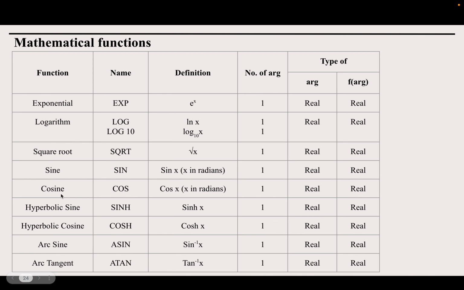And then cosine, in a similar way. And then also hyperbolic sine and hyperbolic cosine. And next are the inverse functions: asin is for sine inverse x, and atan is for tan inverse x. This way we can use these mathematical functions while writing our code for any expression, any transcendental expression in mathematics.